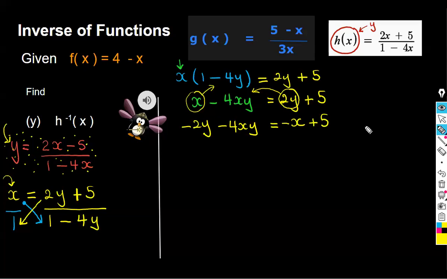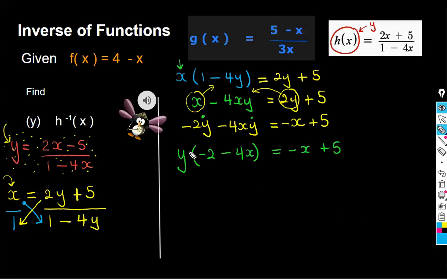We have a little problem here now. We need to isolate the y. And this is where last week I showed you how to factorize. You notice he has a y and he has a y. If you look back in your notes from last week, we could extract the y by factorization. So if you pull out the y here, we have minus 2. If you pull out the y here, you have minus 4x. And this is equal to minus x plus 5.